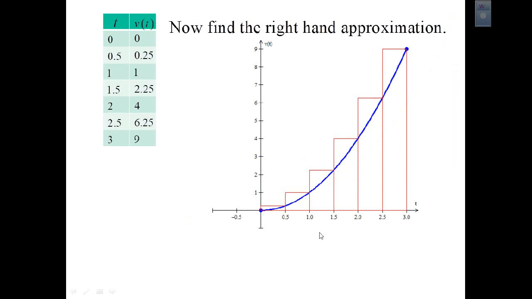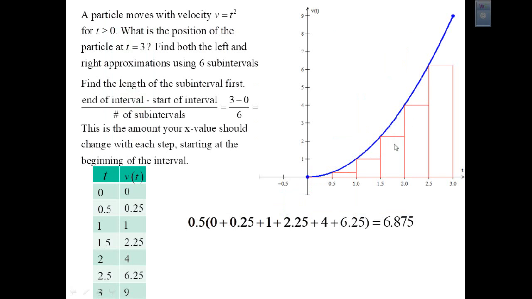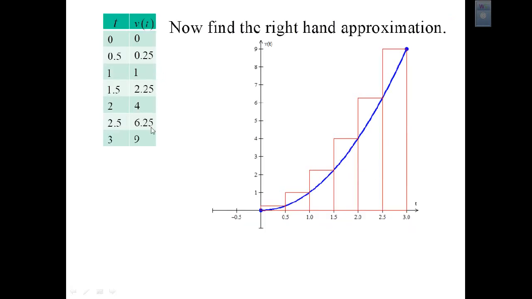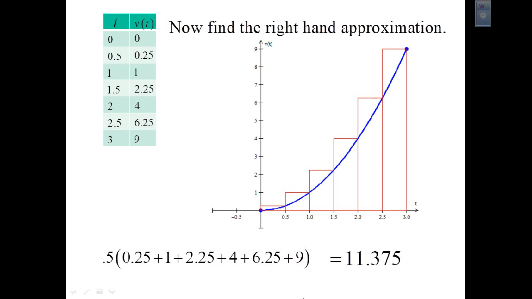All right, so here's the graph of this thing. There's the right hand, so notice that you're going to be over approximating this thing. That last one we had was an under approximation. So when we go, we're going to use the 9, but we're not going to use the 0. So we've got 0.5 times 0.25 plus 1 plus 2.25 plus 4 plus 6.25 plus 9. And when we add all those up and multiply by 0.5, we're going to get 11.375. So that's what you should get for your right-hand approximation, your RRAM for this example.